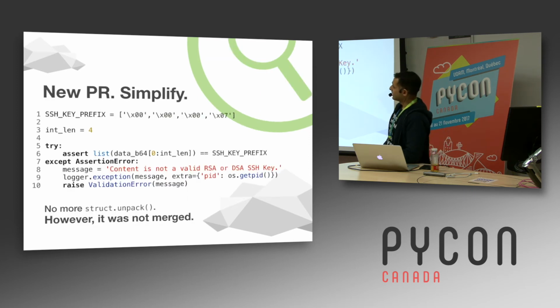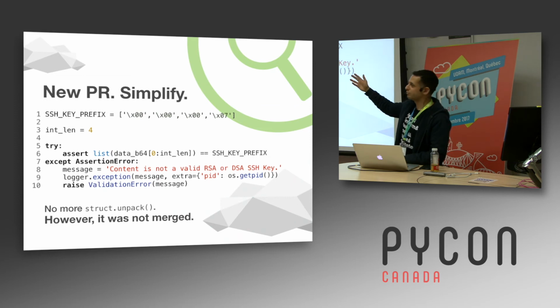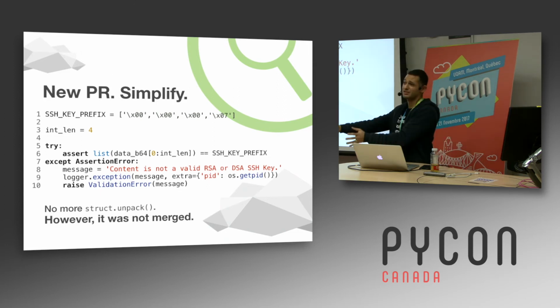So a new PR was submitted, which was dramatically simplified, actually. I mentioned before that what this function does is it grabs the first 4 bytes and tries to see if it equals the integer 7. Well, somebody said, it's always the same 4 bytes. Why don't you just hard code it, the SSH key prefix there? You have the first 4 bytes, and you ask the question, does the first 4 bytes equal this sequence? Yes or no? A very simple question there.